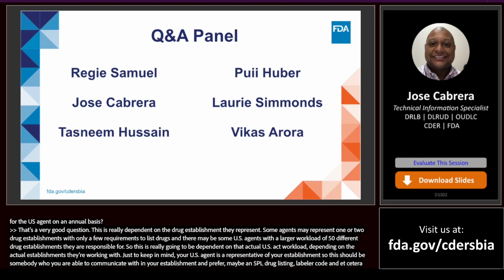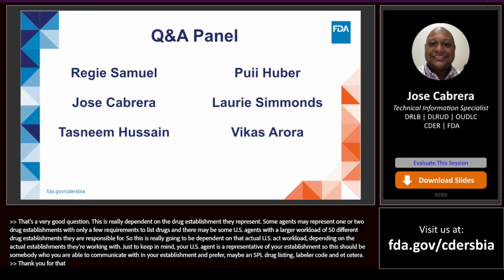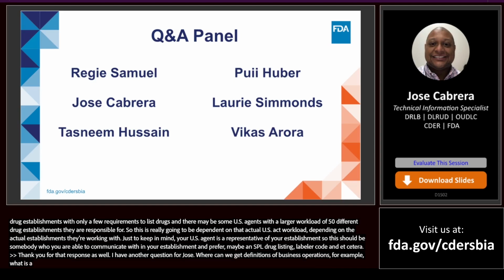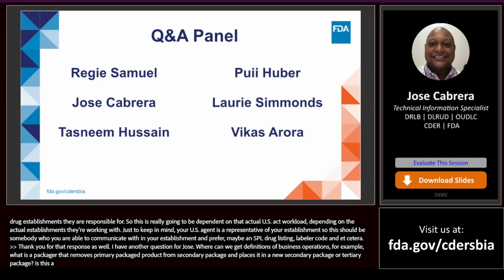Thank you for that response as well. I have another question coming in here addressed to Jose Cabrera. Where can we get definitions of business operations? For example, what is a packager that removes primary packaged product from secondary package and places it in a new secondary package or tertiary package? Is this a repacker, labeler, relabeler, or packer?